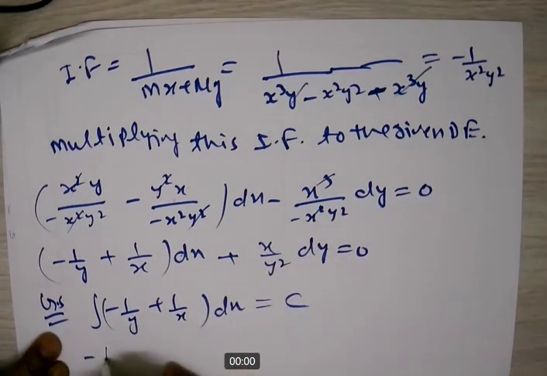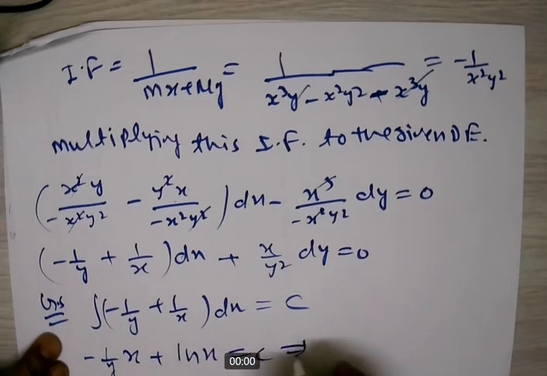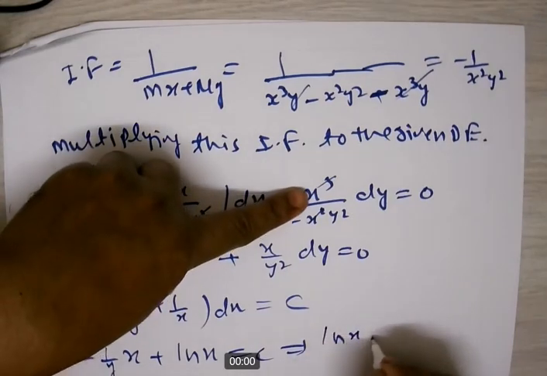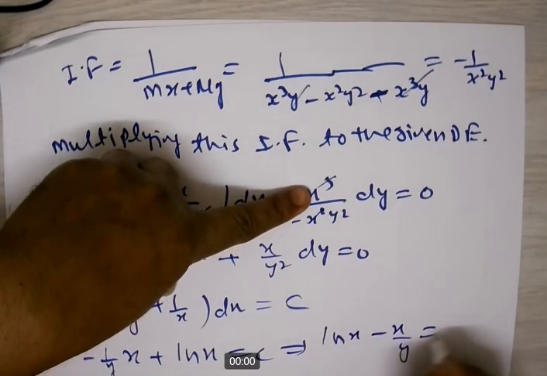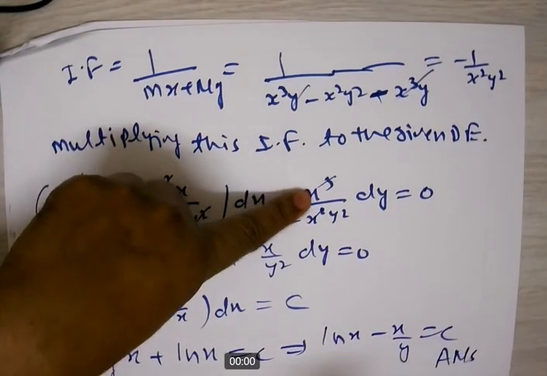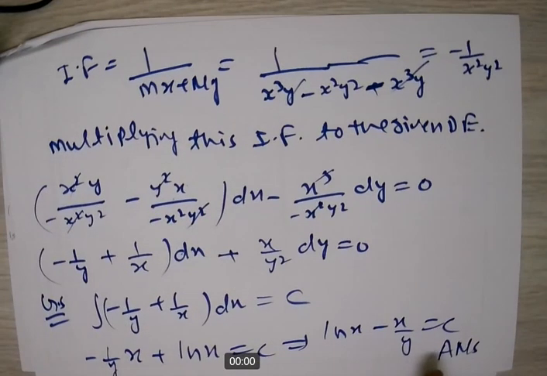Now integrate it: minus 1 by y times x plus ln of x equal to c, or you can say ln of x minus x divided by y equal to c. This is your answer, my dear friend. So hopefully you understand this is about the non-exact differential equation. Hopefully you benefited from that one.